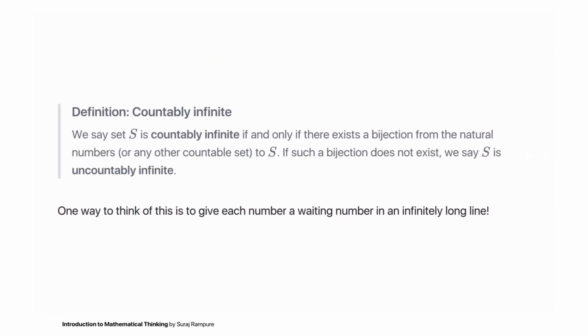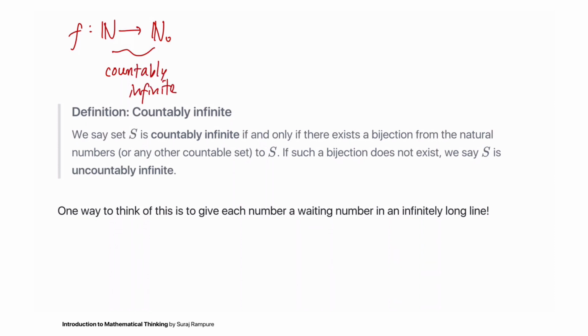Cool. So this extends to another definition that's important to talk about. We say a set S is countably infinite if and only if there exists a bijection between that set S and the natural numbers, right? And if that bijection does not exist, we say that S is uncountably infinite. So that means, since there's a bijection taking us from the natural numbers to the whole numbers, both of these are countably infinite.